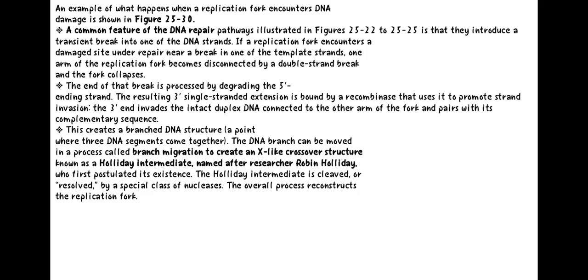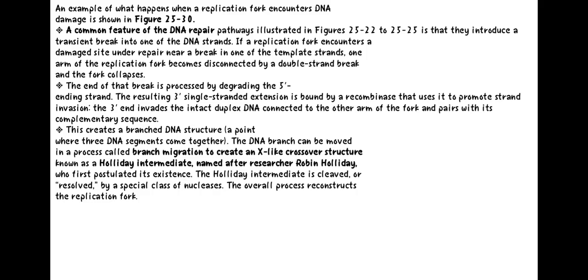An example of what happens when a replication fork encounters DNA damage. A common feature of DNA repair pathways is that they introduce a transient break into one of the DNA strands. If a replication fork encounters a damaged site under repair, near a break in one of the template strands, one arm of the replication fork becomes disconnected by a double-strand break, or fork collapse.